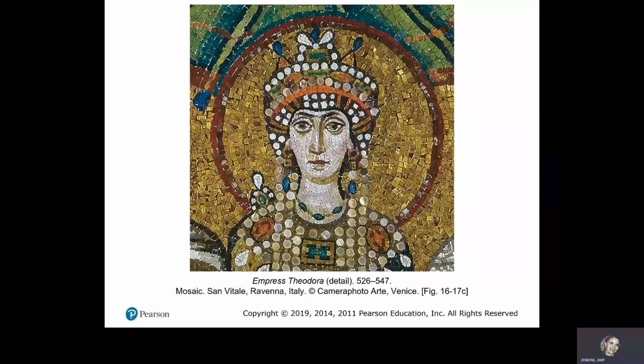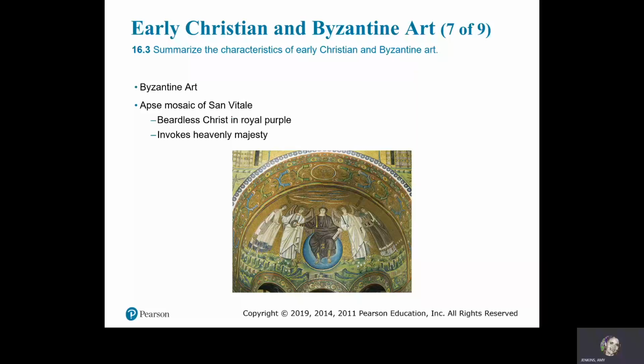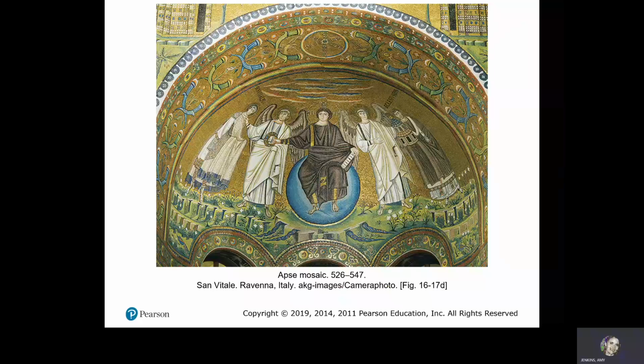Here's Empress Theodora, detail from San Vitale. Tesserae mosaic. In Byzantine art, we have the apse mosaic of San Vitale. We have a beardless Christ in a royal purple, which invokes a heavenly majesty. The apse mosaic, this is San Vitale, 526 to 547.